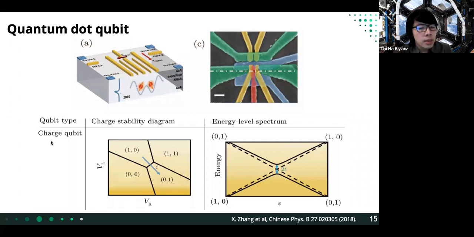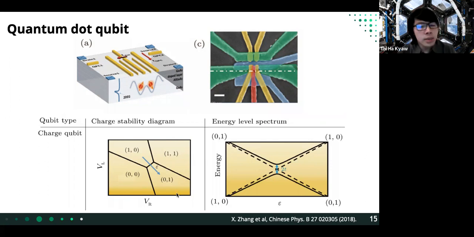Basically, what it does is that you just apply external gate voltages. As you can see here, you have a source and a drain, and you can imagine you have batteries, electrodes on the left and on the right, so we call them voltage left and voltage right. By applying different voltages, you can have a different occupation number. A 0 0 is basically to say no qubit occupies.